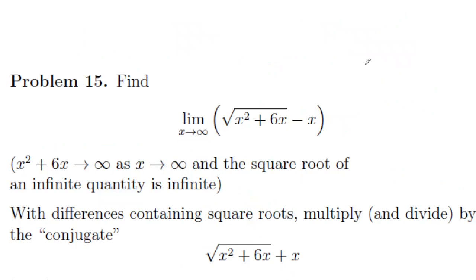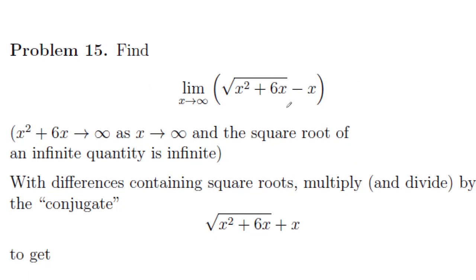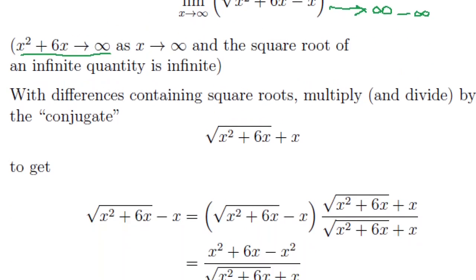In problem 15, we are looking at the limit as x goes to infinity of a difference once again. The first term is the square root of x squared plus 6x as x goes to infinity. Inside the square root goes to infinity as x goes to infinity, and when we take a square root of an infinitely large quantity, again we get infinity. And of course x goes to infinity, so here again we have, just like the last problem, an infinity minus infinity indeterminate form.